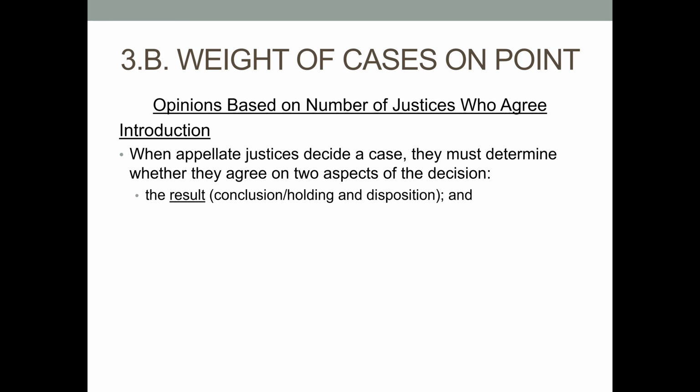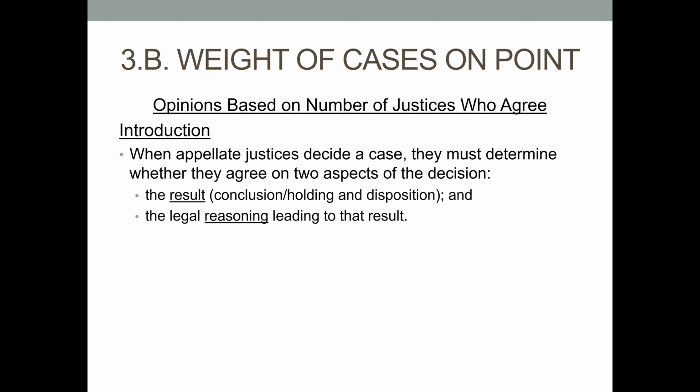But there's another aspect that they have to determine whether they agree on, and that is, even if they agree on the result, they have to then determine, do they agree on the legal reasoning leading to the result? Because you could have a court that's unanimous, for example, that the lower court's judgment should be affirmed. But you may not have unanimous agreement as to the legal reasons why.